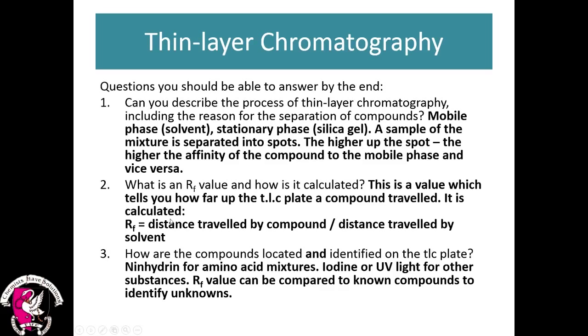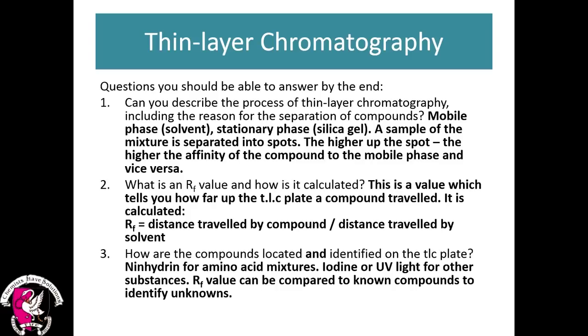Okay, so we have a mobile phase, which will be the solvent, and a stationary phase, which is the silica gel. And what we do is we get a sample of our mixture and we put a dot of that on our baseline that we drew with pencil, and then the solvent will move up the TLC plate, taking the compounds with it. And basically, the higher up the spot, the higher the affinity of the compound to the mobile phase, and the lower down the spot, the higher the affinity of the compound to the stationary phase.